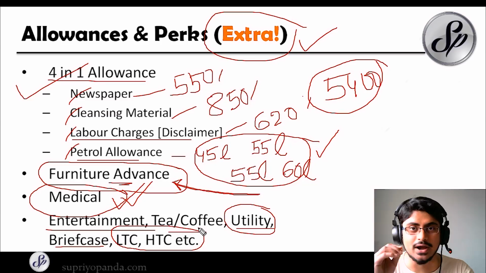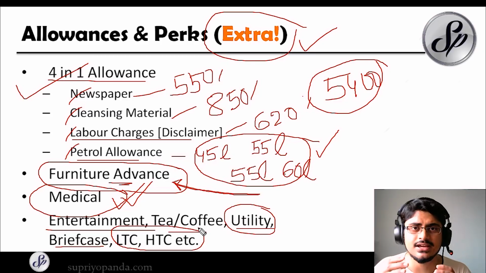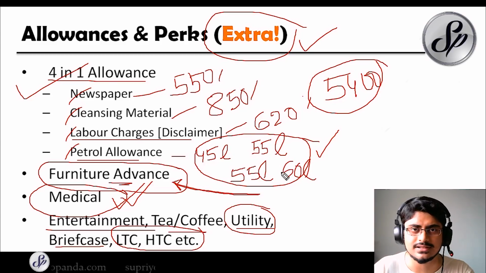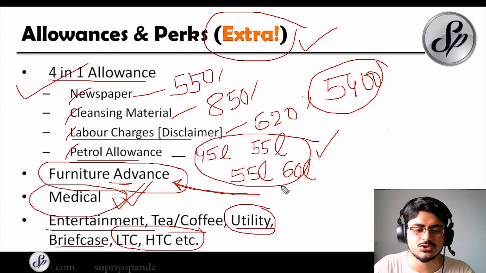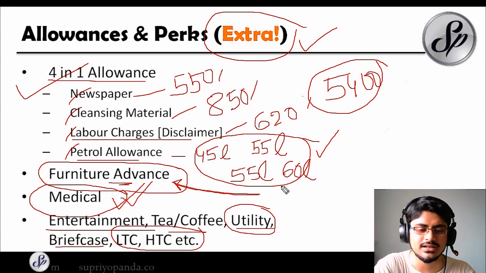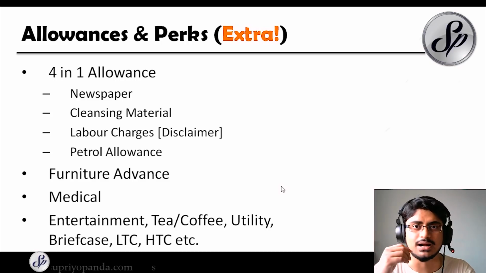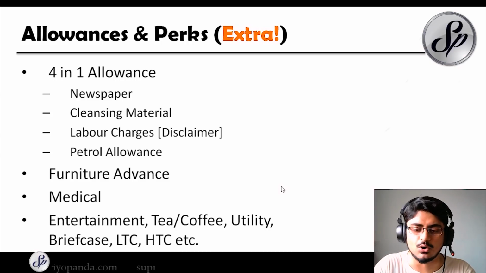These are also quite important, because LTC means leave travel concession, and HTC means home travel concession. People have been using LTC for foreign tours, and they have been using HTC to go to their places of domicile, and a lot of the amount is reimbursed by SBI. So these are the miscellaneous allowances, and everything will be given to you through the HRMS portal. That portal is quite important, and all of the things need to be signed off by your branch manager, and that is how you can claim all of these allowances.